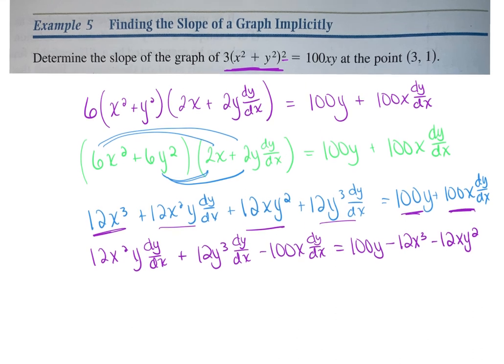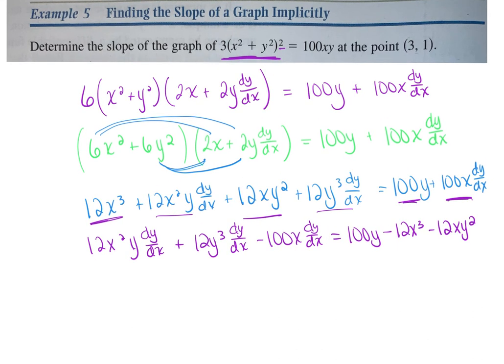Oh, yeah. I mean, this is just algebra, moving one side to the other. Right, we're solving for dy dx. So now at this point, I can actually factor it out. It's in every one of those guys, right? So I can pull that dy dx out. And I'm going to get that group of these guys here, right? Equals this guy over here. And I can divide by the group. So I get the 12x squared y plus the 12y cubed minus the 100x, right?